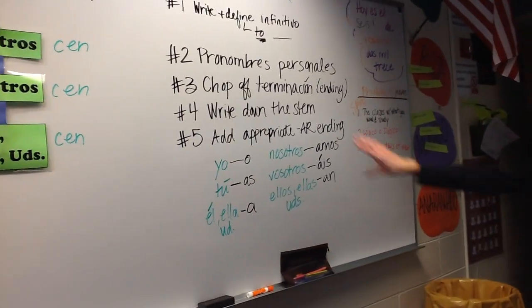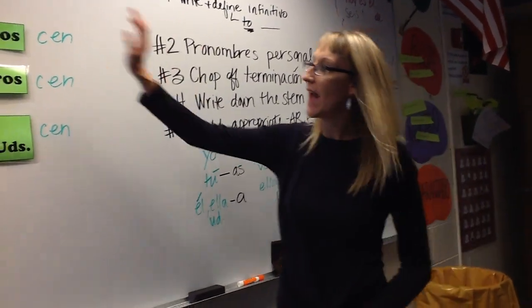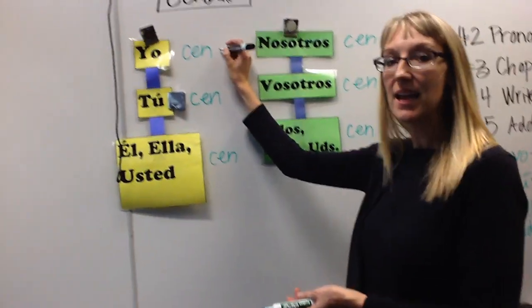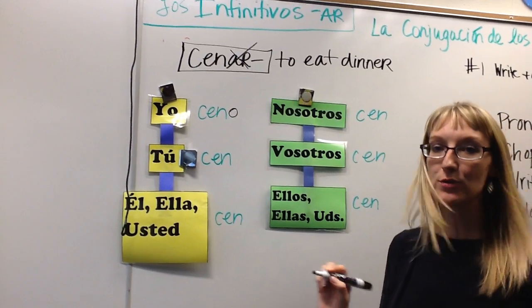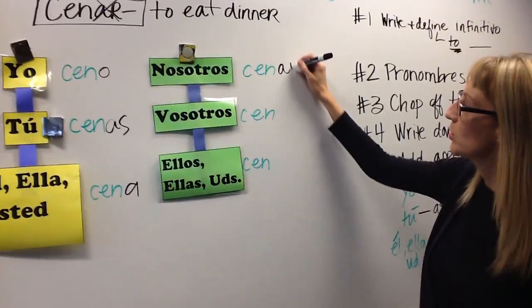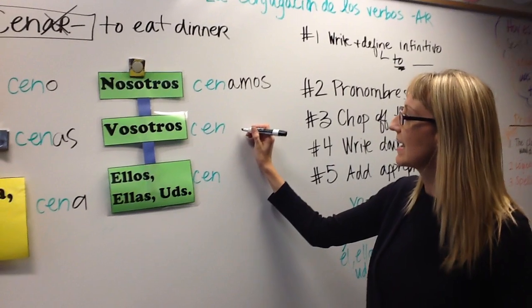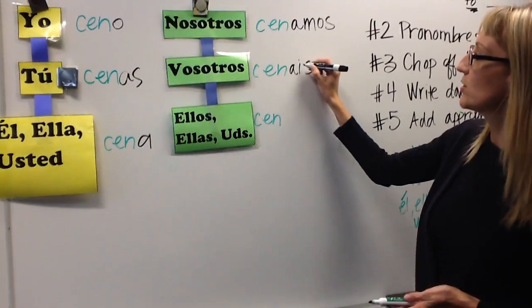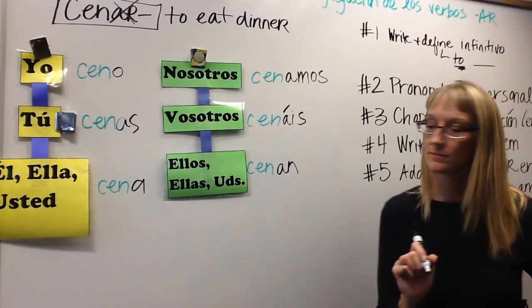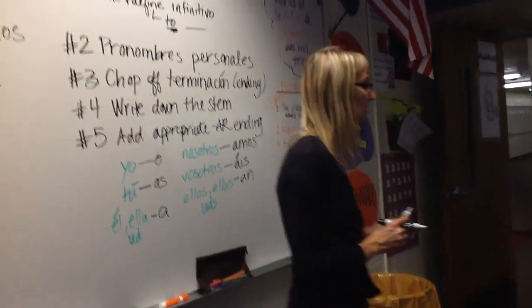So now you take these endings and you're going to add them right over here. So it's going to be yo, ceno. Tú, cenas. Él, ella, usted, cena. Nosotros, cenamos. Vosotros, cenáis. Ellos, ellas, ustedes, cenan. Okay, cenan. Bien?